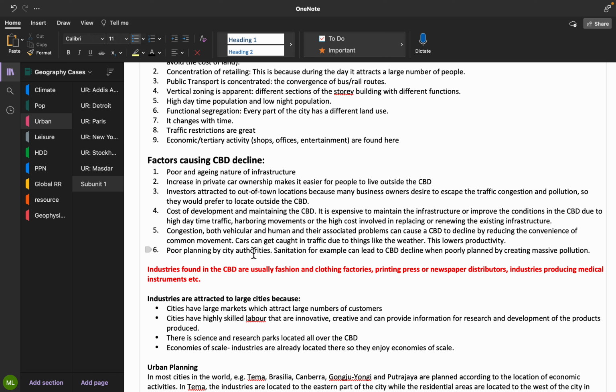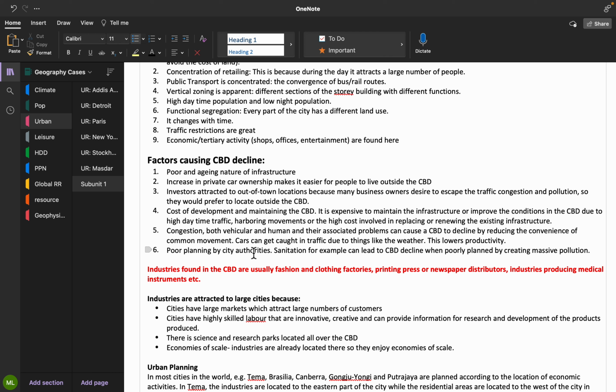So CBD is really expensive, right? To buy houses there, it's really expensive. So people would just move to residential areas that are kind of off the coast of a CBD. And since they have cars, they can just move there. They could drive to the CBD. So that doesn't make it a problem.